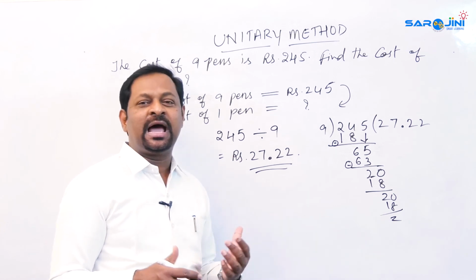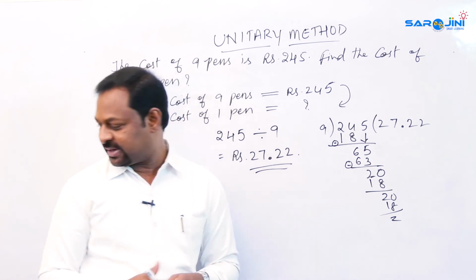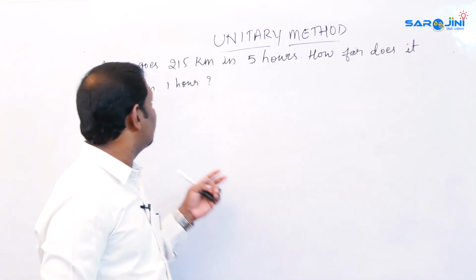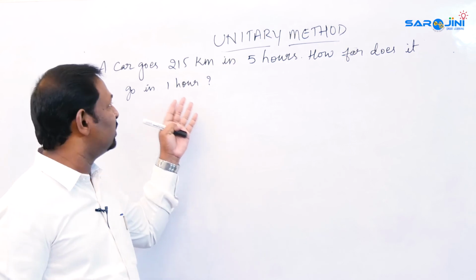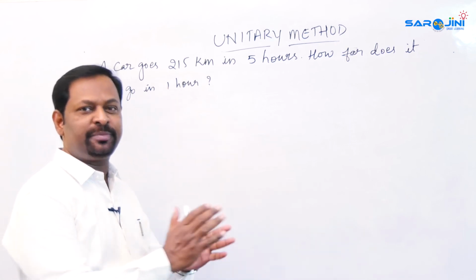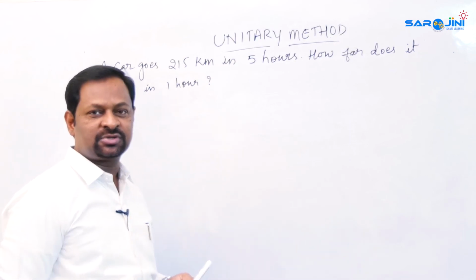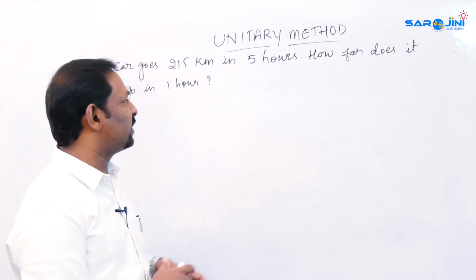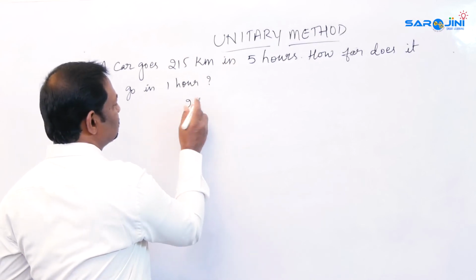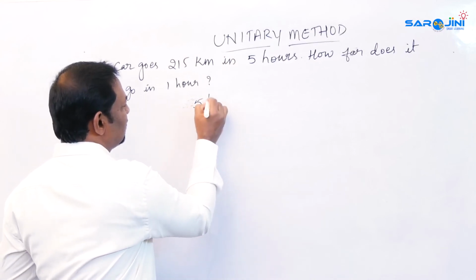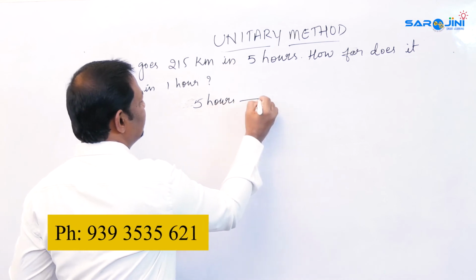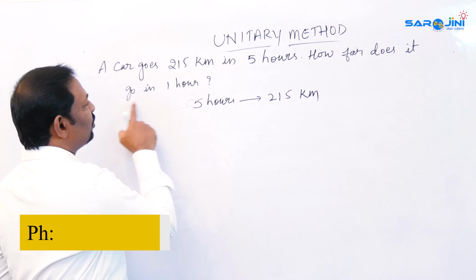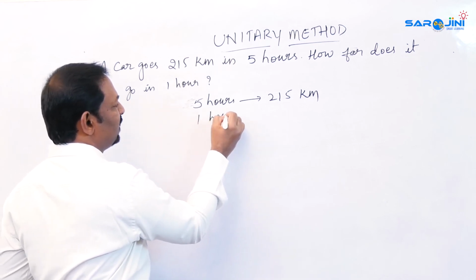Along with this, I am going to tell one more example. Okay, so here is the question. I wrote it on the whiteboard. What is the question given? A car goes 215 kilometers in 5 hours. So the total time given is 5 hours. In those 5 hours, it is going 215. So you can write down, first, the car in 5 hours is covering 215 kilometers. So how far does it go in 1 hour? So we are going to find out for 1 hour.